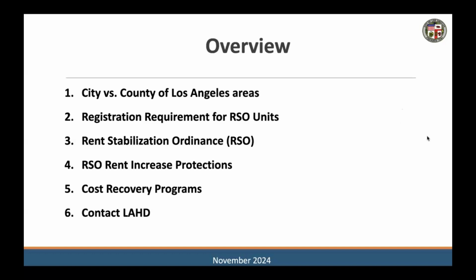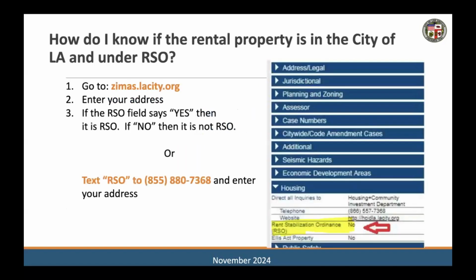So how do I know if the rental property is in the City of Los Angeles and under RSO? Next slide, please. We would first go to a website, it's zemas.lacity.org. You enter the property address, and there's a screenshot of the screen that you will see. If the RSO field says yes, then it is RSO. If it is no, then it is not RSO.